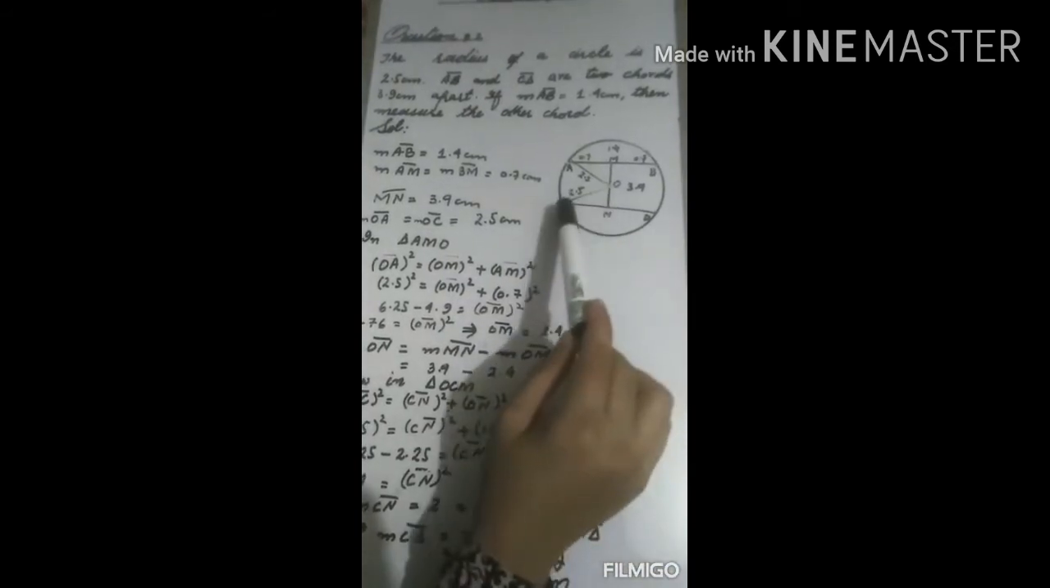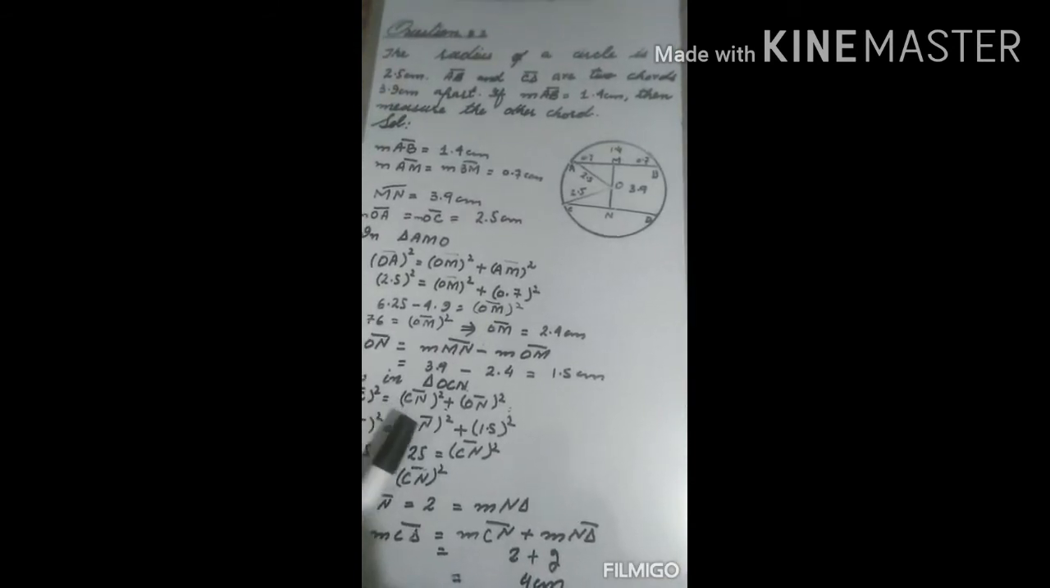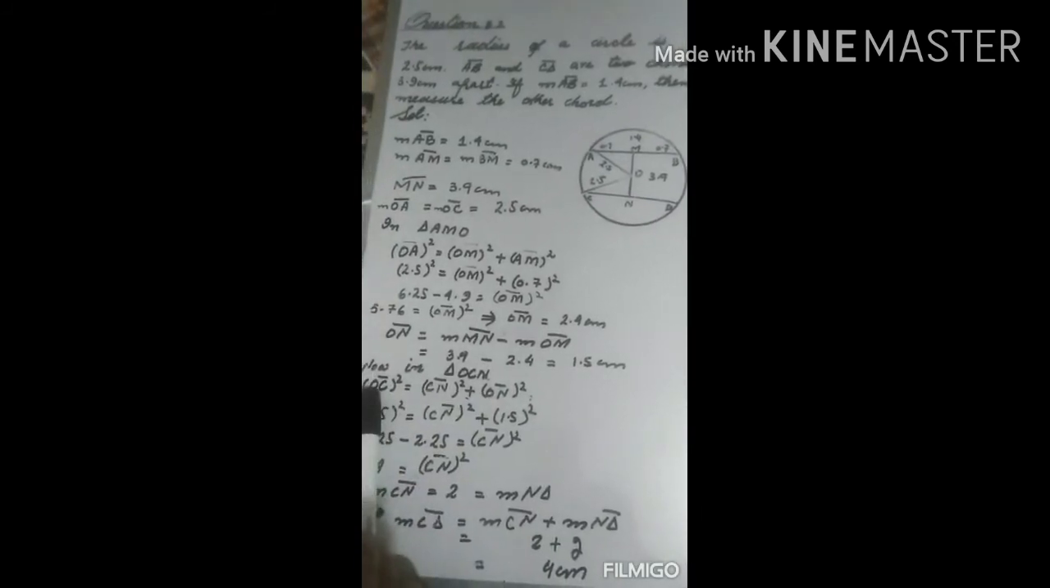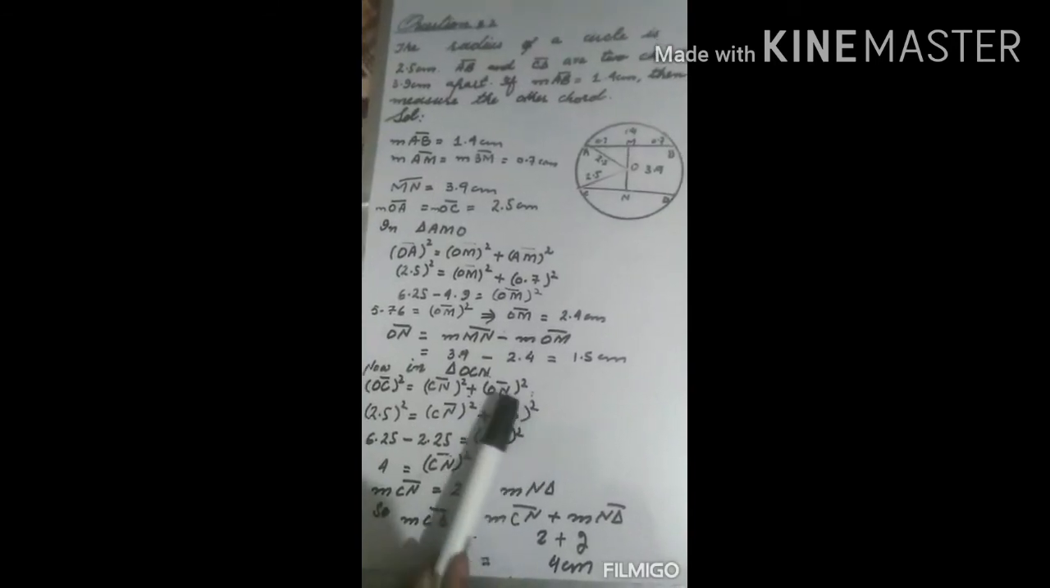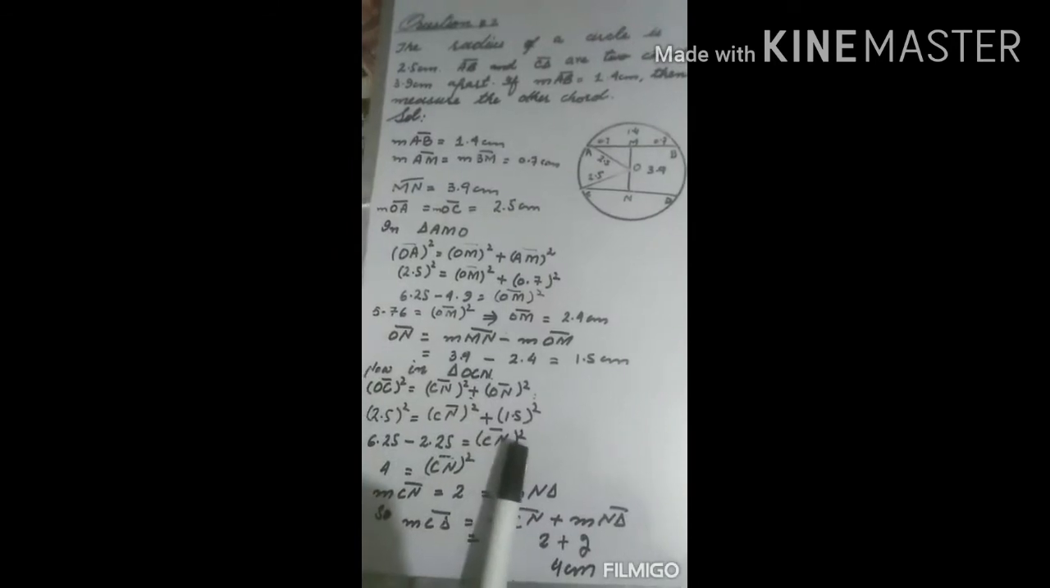Now take the other triangle, that is OCN. Here again by using the Pythagoras theorem, you will have hypotenuse square equals perpendicular square plus base square. Here CN is the base, ON is the perpendicular and OC is the hypotenuse. By putting the values as I have written in the start, OC is 2.5 whole square, then CN is not given and ON is 1.5, and then square is also there. By solving, we will get CN whole square equals 4.